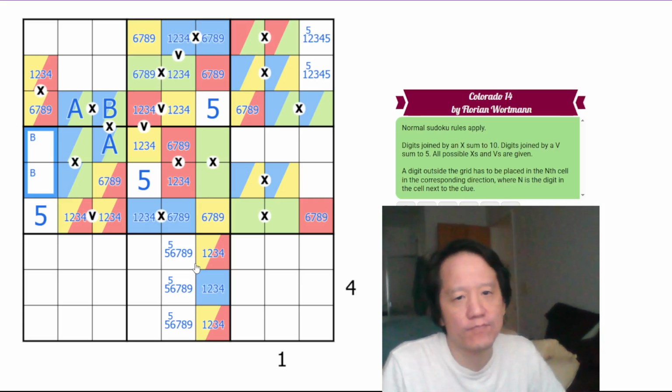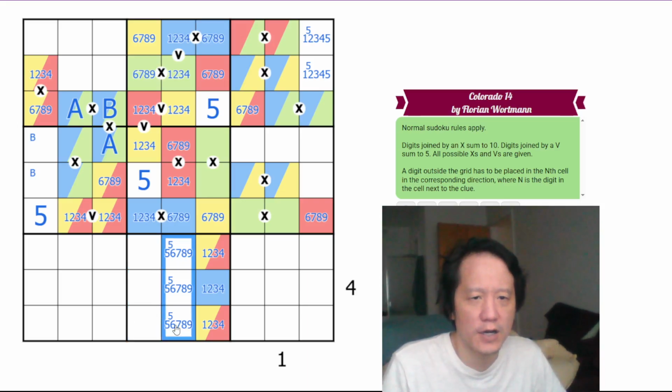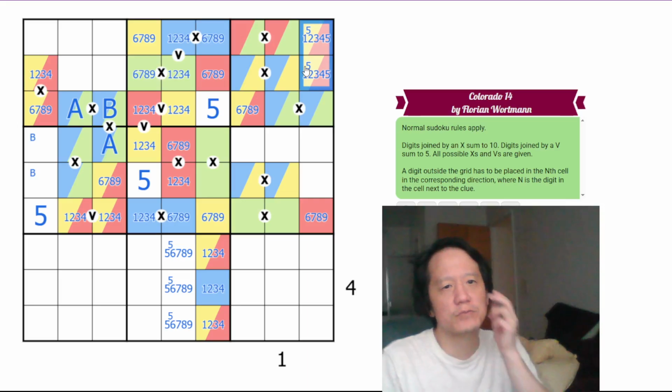Then B has to be one of these two. Okay. Hmm. What else do we know? There's a low green here. There's a high green here, and then a high yellow. But that doesn't tell us much. So this one must be a low yellow or red here. Though we're not sure which.